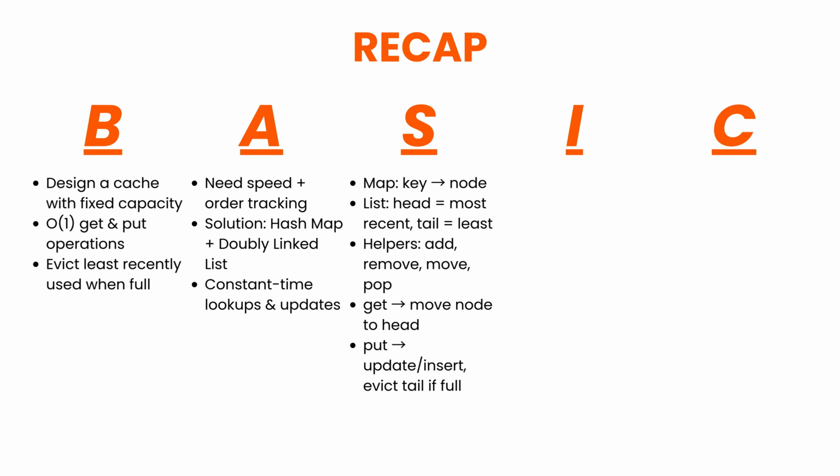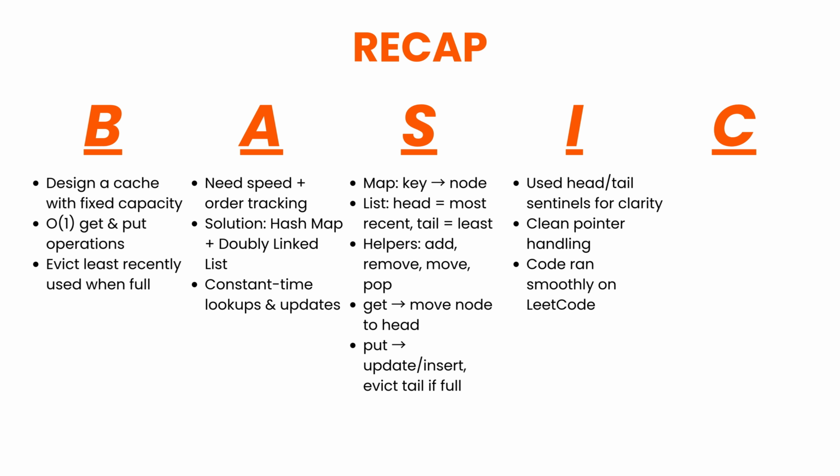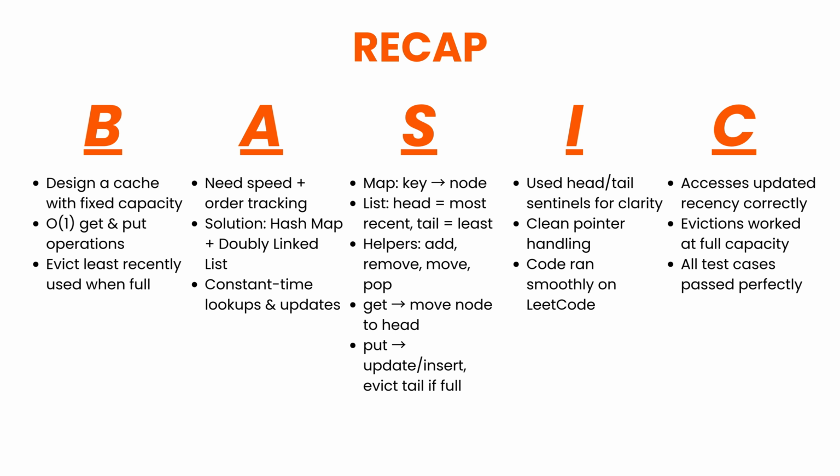The map stores key to node, and the list orders nodes from most recently used at the head to least at the tail. Helpers handle add to head, remove from list, move to head, and pop from tail. Get moves the accessed node to the head, put updates or inserts, then evicts from the tail if needed. We followed that blueprint exactly, using head/tail sentinels for clean pointer operations, and successfully ran the solution on LeetCode without any errors. We verified behavior through LeetCode runs, accesses updated recency correctly, evictions occurred at capacity, and all test cases passed as expected.